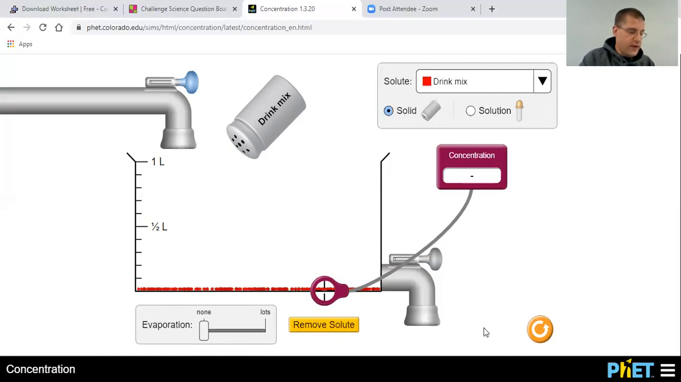Okay. So that's that. So now what I want you to do over the weekend is review the polarity video again. Watch this, and you're going to be doing some calculations. And you should be familiar with saturated, unsaturated. Next week, we're going to get into supersaturated and gases. We're going to talk about ways to change solubility by increasing temperature and all that kind of stuff.